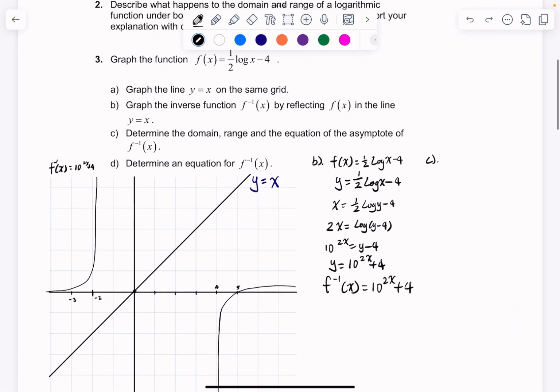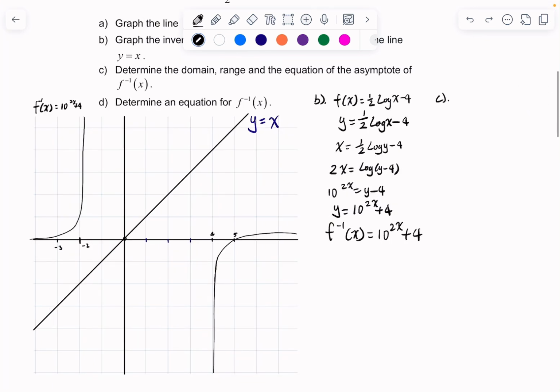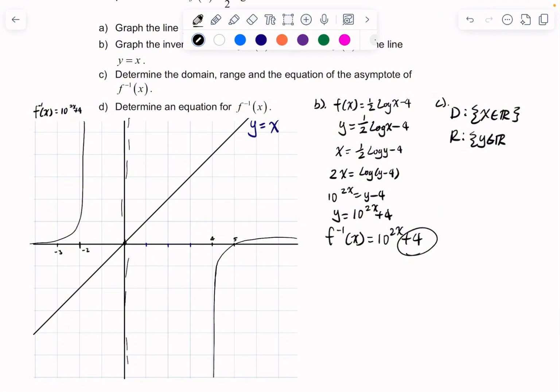And now C, determine the domain, range, and the equation of the asymptote of f inverse of x. So the domain, x equals all real numbers, because exponential functions are defined everywhere. So the range would be y equal to all real numbers, but y has to be bigger than 0. And the asymptote would be at y equals 0.